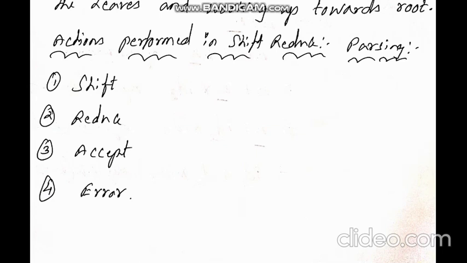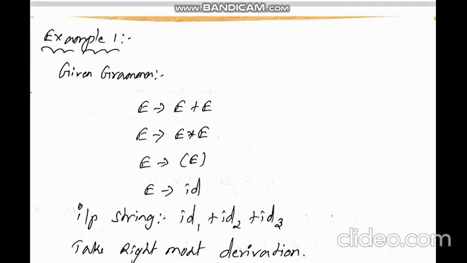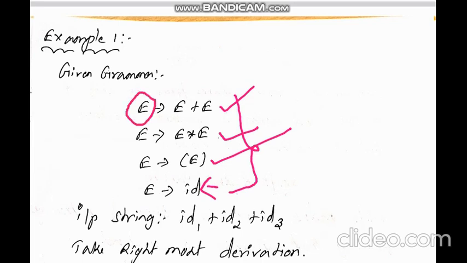Now I am going to perform all these four actions in shift reduce parsing with one given example, right? Here is the example. The production rules are given: E tends to E plus E, E tends to E asterisk E, E tends to open bracket E close bracket, where the brackets are terminals and E is a non-terminal, and E tends to ID, where ID is a terminal. As we all know, capital E here is a non-terminal. This is on the left and this is on the right.